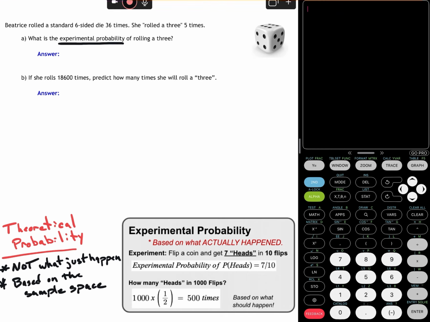And so in this particular question, what we see is that it's a 6-sided die, 36 times, she rolled a 3 5 times. So that would be 5 out of 36. So 5 out of 36 would be your fraction. You could reduce that if you needed to, and that would be your experimental probability.